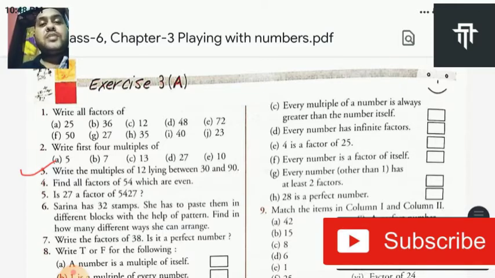So the first multiple of 12, we know that 12 into 1 is 12. Second multiple is 12 into 2, 24. Then the third multiple is 12 into 3, that is 36. Yes, so 36 is the number which lies between 30 and 90. So start with 36. So the first number is 36.